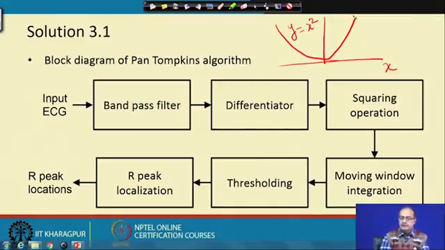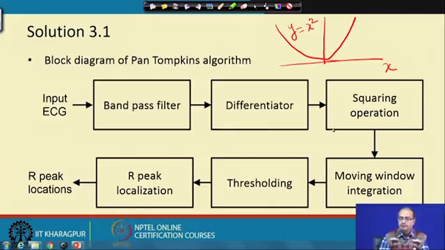and both will become positive. So, instead of taking absolute value, if we take the squaring operation, that also helps us to get only the positive result. So, after the differentiation we may get positive and negative values. So, that becomes positive after the squaring operation.